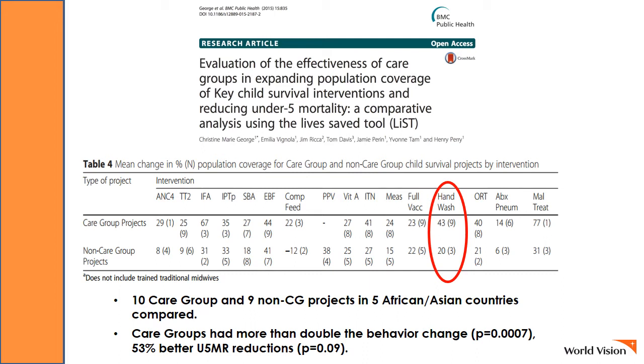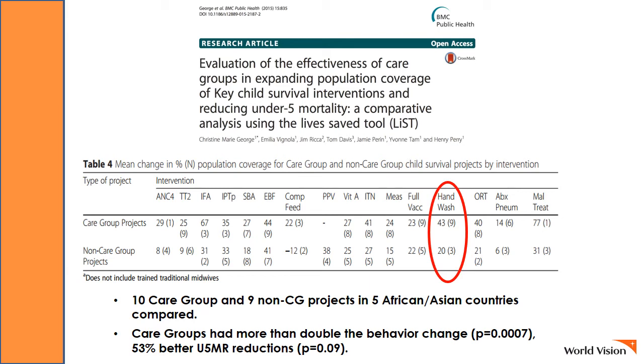We looked at adoption of key child survival behaviors and the effect on the under 5 mortality rate. And this table shows the mean changes in adoption of behaviors of care group and non-care group projects. So for example, hand washing with soap rose 20 points on average in non-care group child survival projects, but 43 points in care group projects.